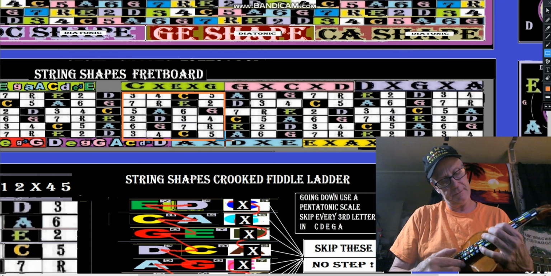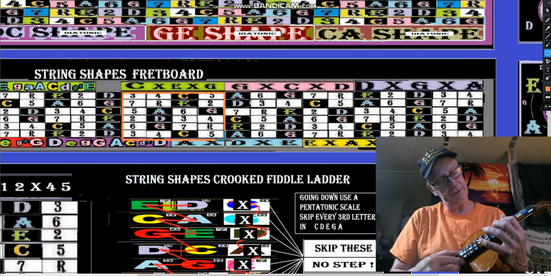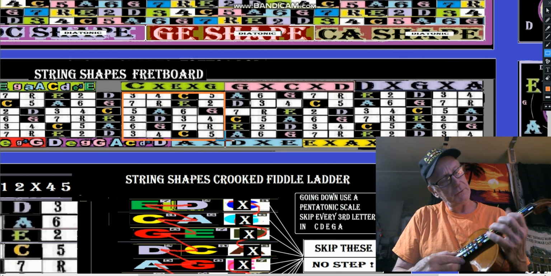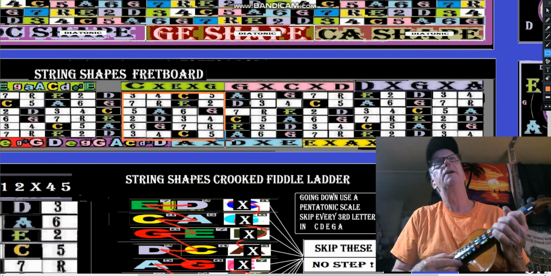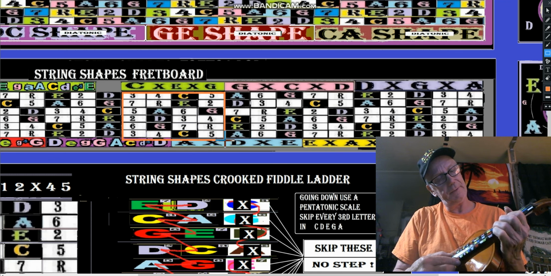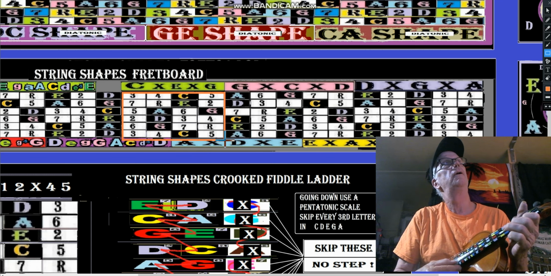Here's the C. But now the next line of that C, 6, 7 root, is going to be over, and then 2, 3, 4 is going to be over to the left again. So this is how you play guitar licks on the fiddle. You just keep going over to the left.